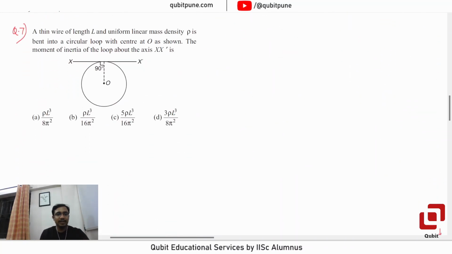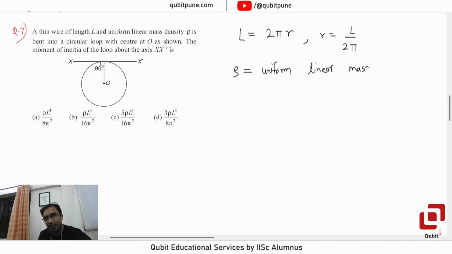Okay, so I have a thin wire of length L. It is bent into a circular loop. So if the radius of the circular loop is r, then L will be 2 pi r, so r will be L upon 2 pi. Okay. Uniform linear mass density rho. Okay, so rho is the uniform linear mass density. So what will be capital M? Capital M will be density into length.